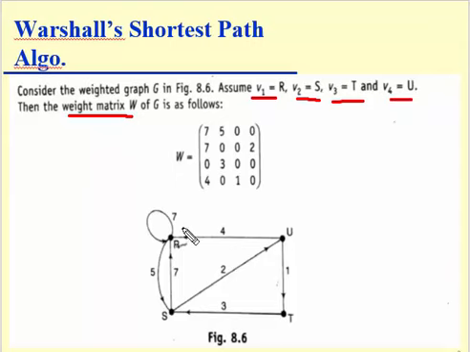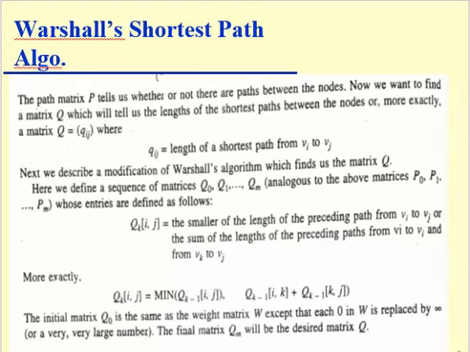So 4 nodes are given to you. First thing is that you need to define this weight matrix. Here it is given what the weight matrix is. First, in the previous lecture we have done the path matrix.